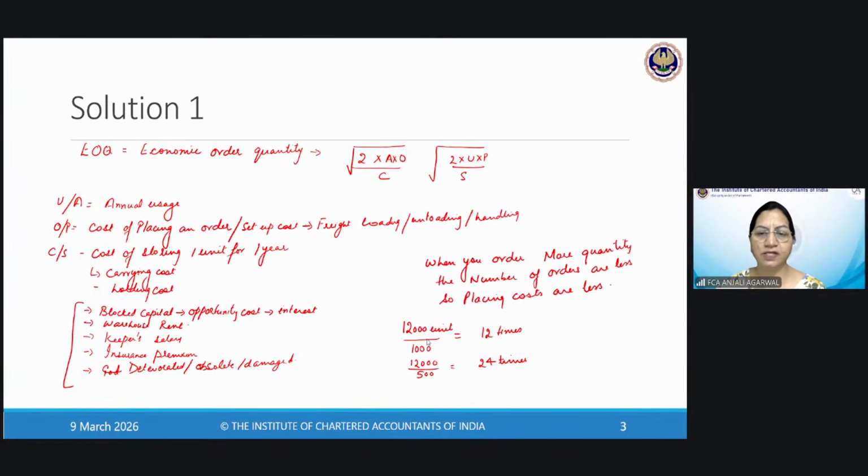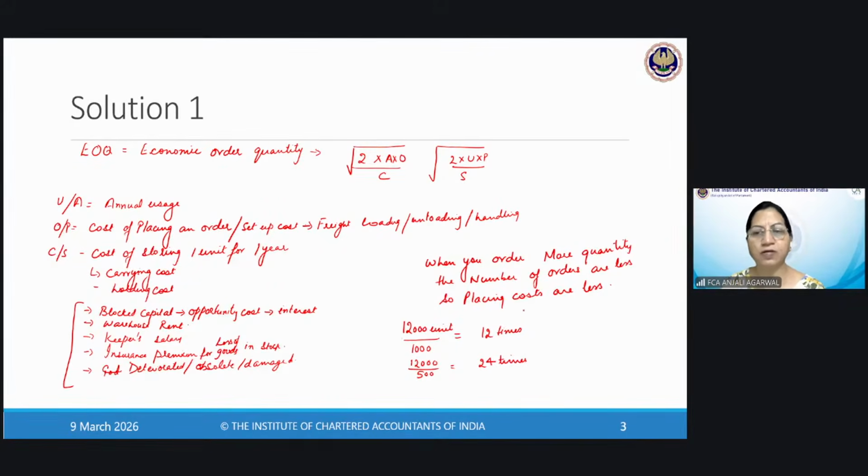So you have to incur the placing cost 24 times. Whereas if you order the entire 12,000 units, if there are insurance charges during the transit, like for ships, etc., all that will be a part of the placing cost, not of the storage cost. Insurance premium for goods or loss of goods which is in stock is a storage cost. So if you order 12,000 units at one go only, you will have to incur the placing cost only one time.